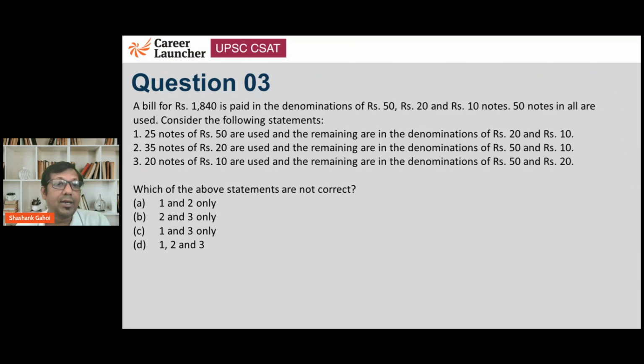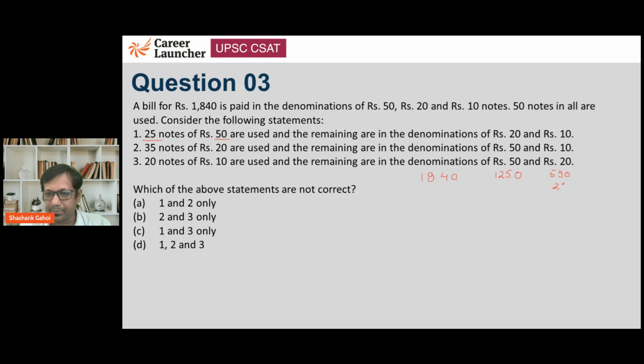What does it say? A bill of 1840 is paid in the denomination of 50, 20, and 10 notes. There are a total of 50 notes. Now I need to figure out in how many ways I can pay it. The first option says that 25 notes of 50 rupees are used. I need to pay a total of 1840. Now I am checking the first scenario. So 25 notes of 50 rupees are going to give me 1250. Now how much money is remaining? That is 590. And how many notes are remaining? That is 25.